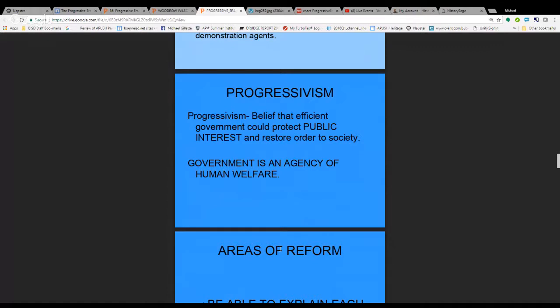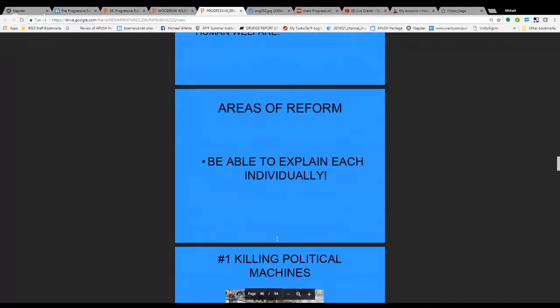And so there are many different areas of reform, a lot of variety. Like I said, you really see this in the activity we did last class, the speed dating activity. So as you're preparing for the exam, I want you to address each of these areas of reform.